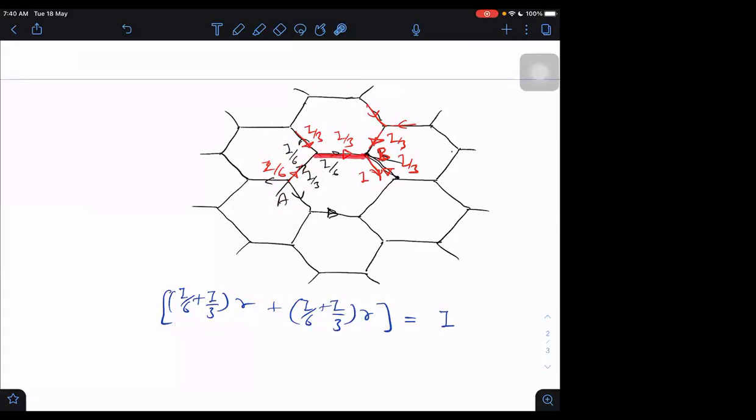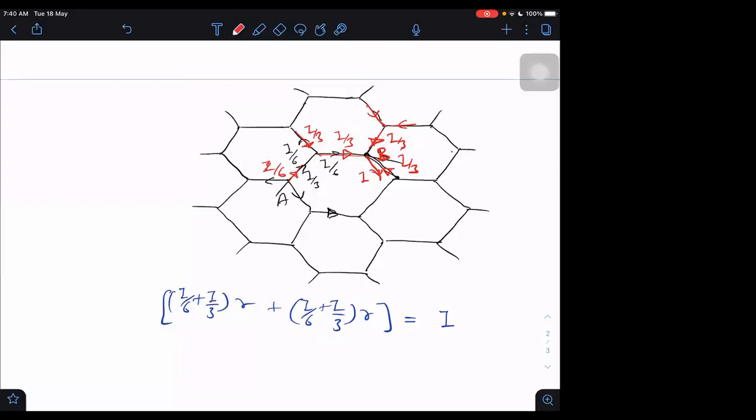When we went to the second resistance, then current due to A became I by 6, but current due to B became I by 3. Again, adding those I by 6 plus I by 3. This resistance is also R, this is also R. So if we are going from A to B, then we are getting this as the net potential difference.